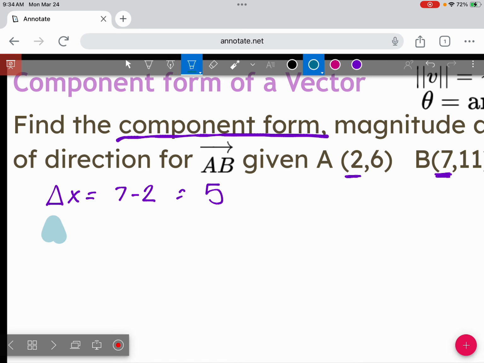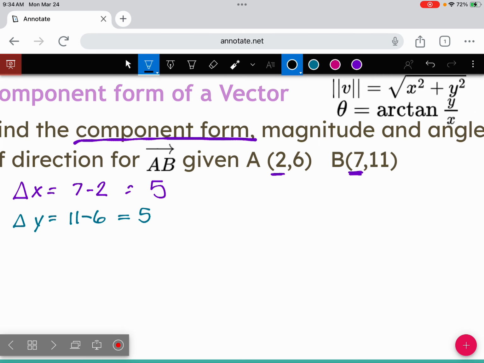So our change in y's, what is our change in y's? Yeah, it's 11 minus 6, so we also get a 5 here. Which means our component form, when I draw it in my angle brackets, is going to be 5, 5. What quadrant is that going to be in? Quadrant 1. So that means when we're trying to find our angle and stuff, we know that it's going to be in quadrant 1.